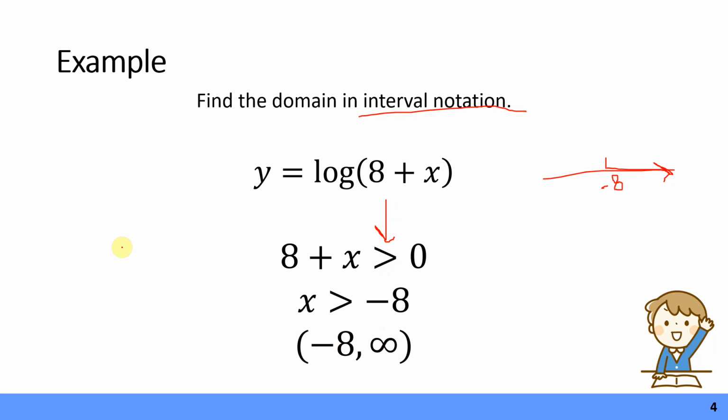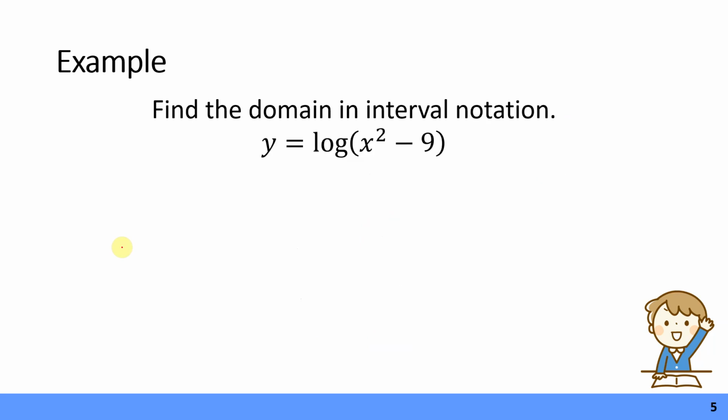All right, I am going to warn you, things get a little more interesting when you have a problem like this. Again, I don't care about the log or the ln. I don't care about the base. If you have a different number here, like a 7 or a 4, it doesn't matter. The procedure would be the same thing. All I care about is this right here. So again, same thing. I'm going to grab whatever is being evaluated, which in this case is x squared minus 9, and set it greater than 0.